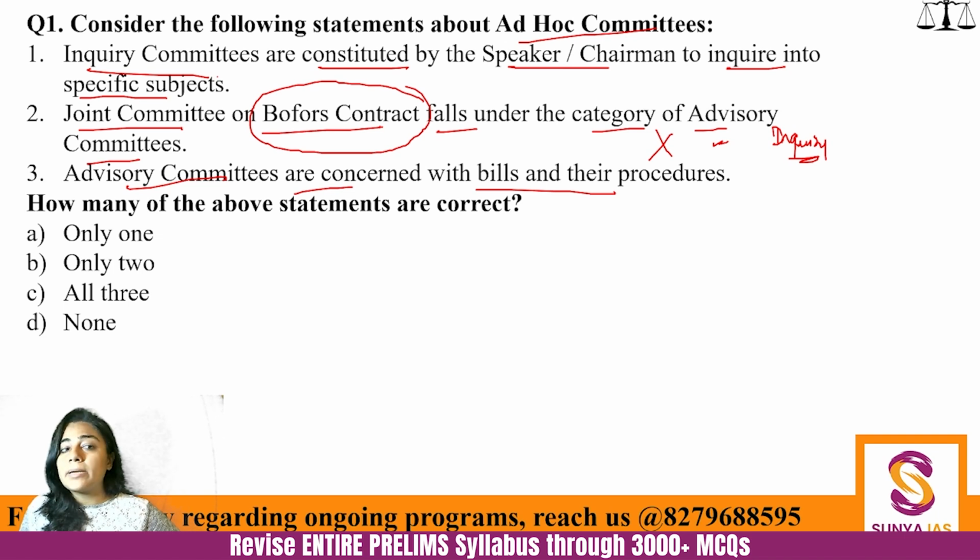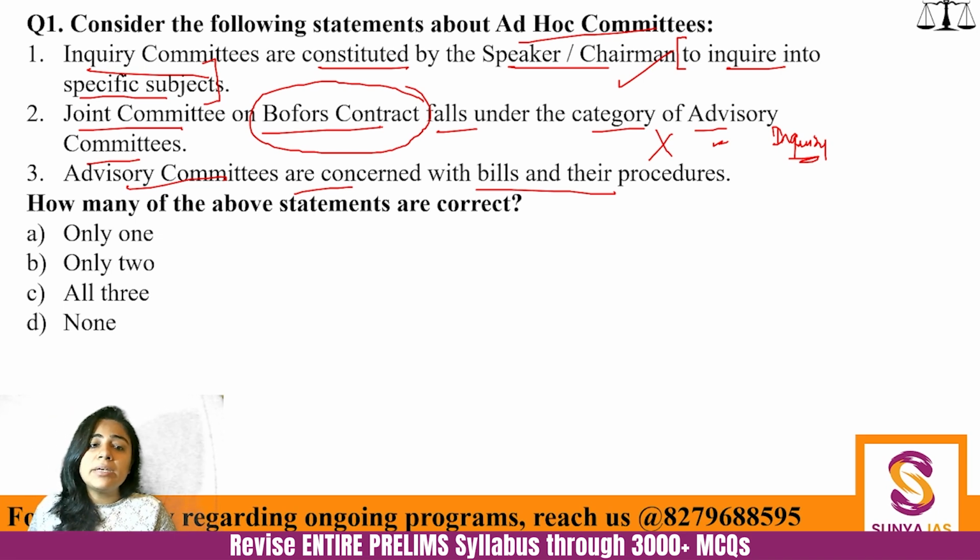The first statement: inquiry committee is constituted by the speaker or chairperson. Yes, every committee in fact is constituted by the speaker or chairperson. The second part also is correct, to inquire into specific subjects. Yes, absolutely. And this much should be your common sense and your courage also, that this statement is too generic to be incorrect, right? So this will be correct.